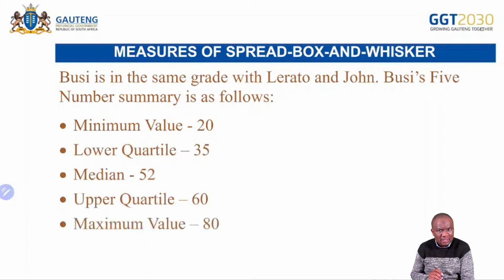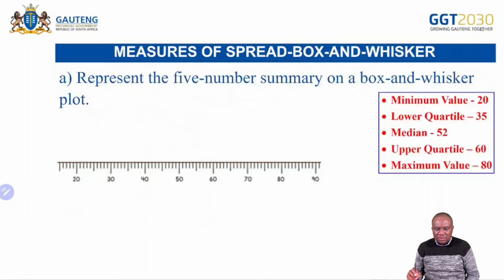Okay, right. I want you to try. I'm going to give you 2 minutes, and then after 2 minutes, I'll do the sketching. Right, this is the 5-number summary for Busi. So I want you to try to draw the box and whisker for Busi in 2 minutes. Let's try.